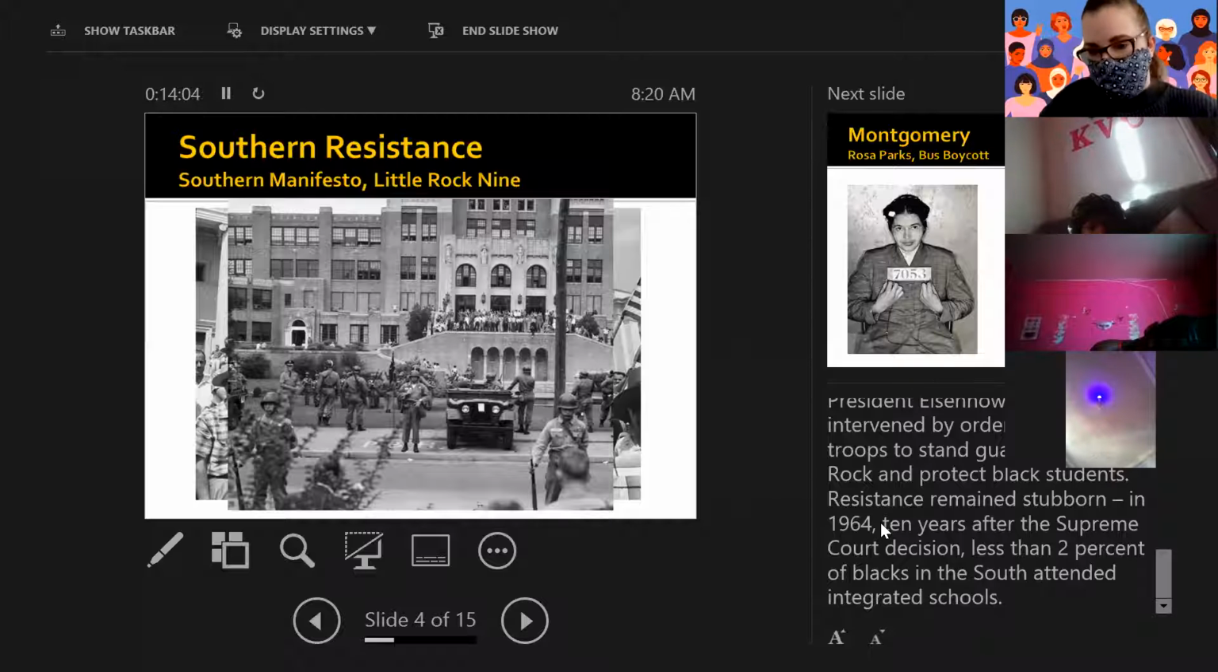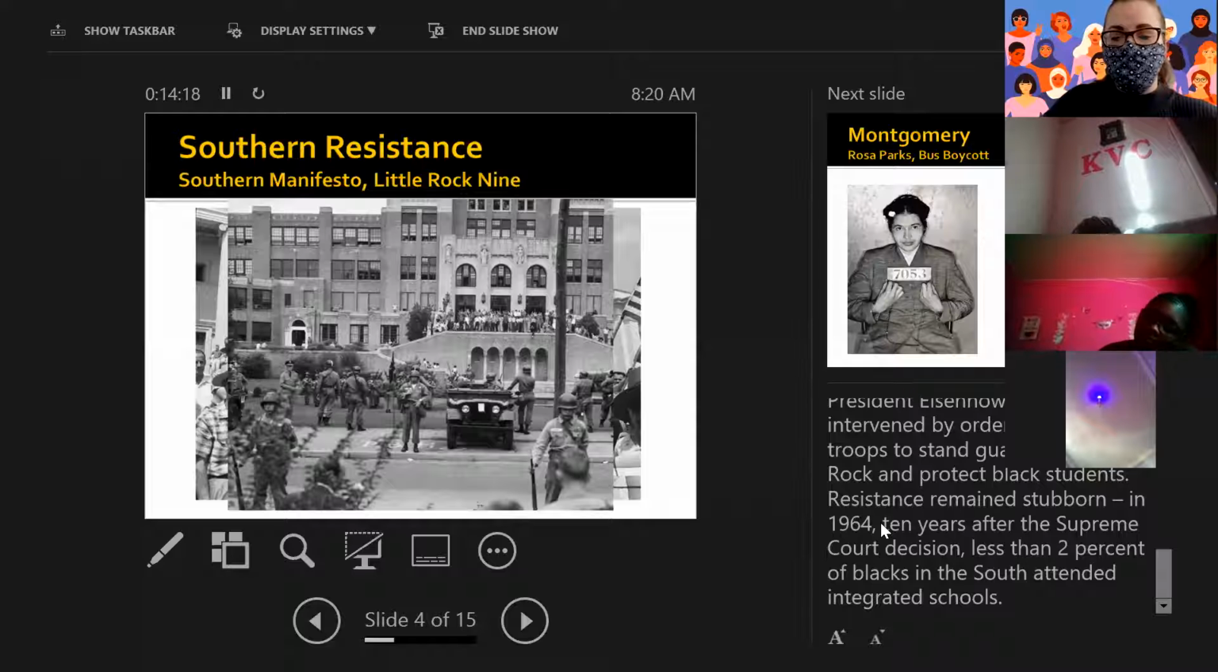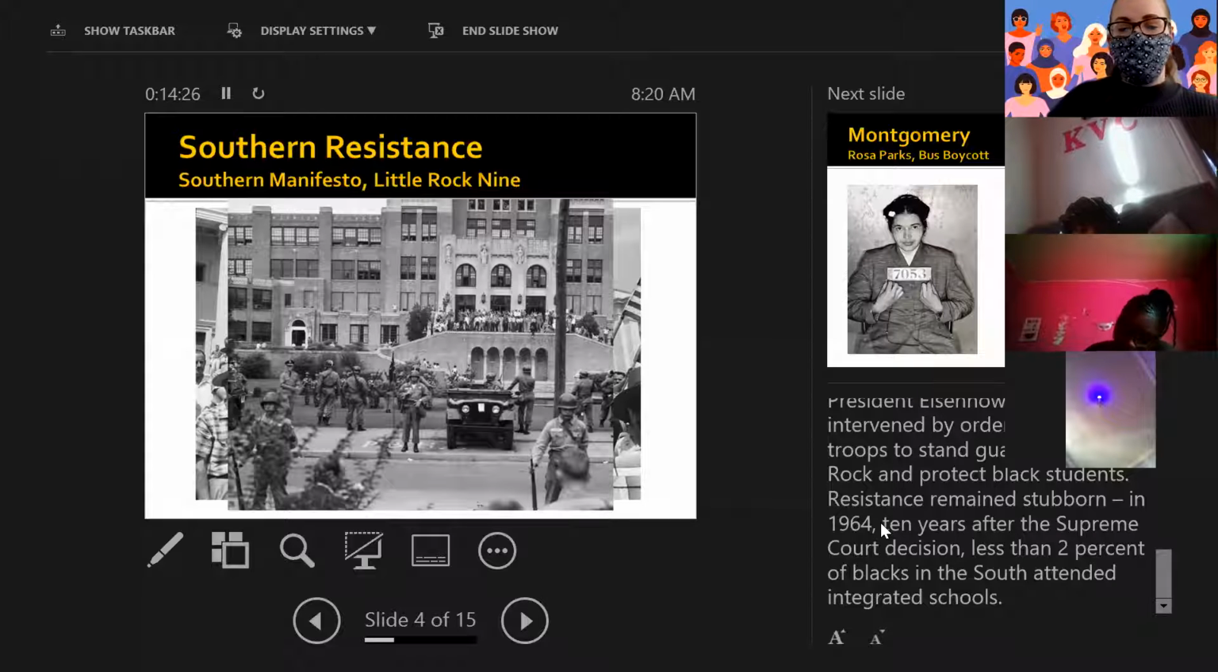And despite these victories, it was still very difficult. In 1964, 10 years after the Supreme Court decision, less than 2% of Black students in the South attended integrated schools.